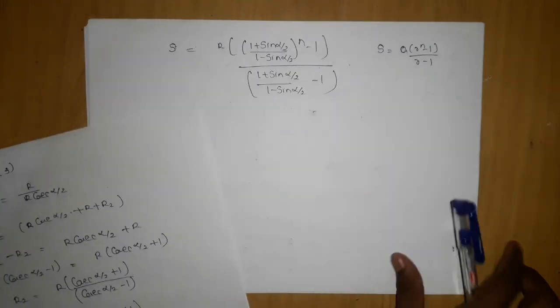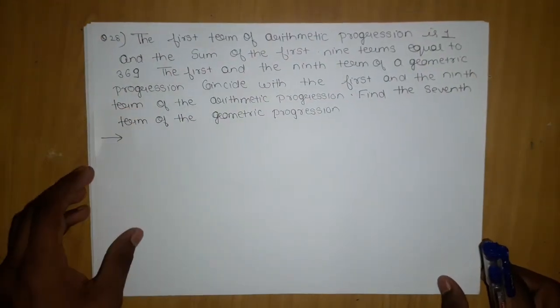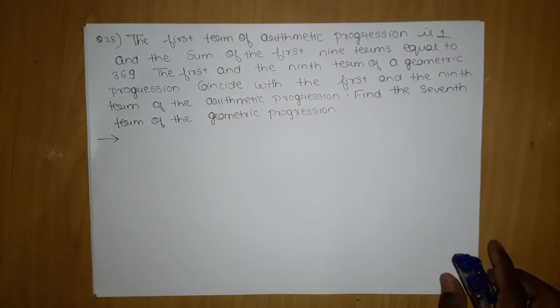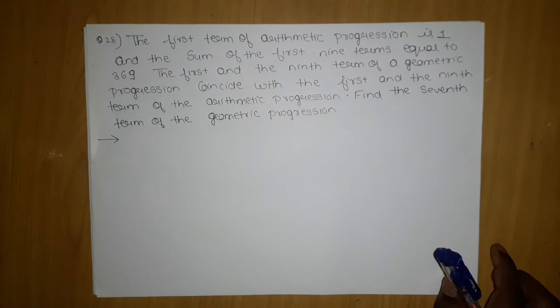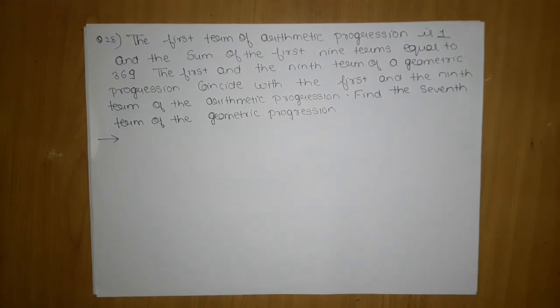Now let's move on to the next question, which is the 20th question. The question is as follows: the first term of an arithmetic progression is 1 and the sum of the first 9 terms equals 369. The first and the 9th term of a geometric progression coincide with the first and the 9th term of the arithmetic progression. Find the 7th term of the geometric progression.